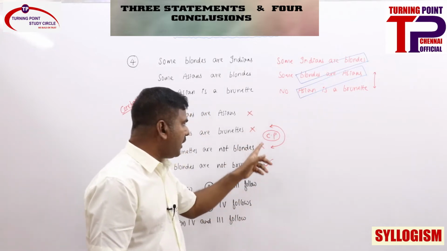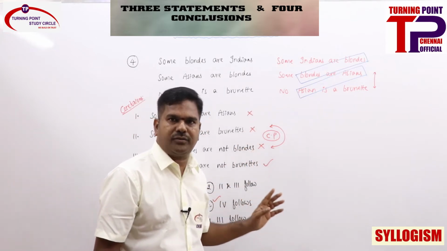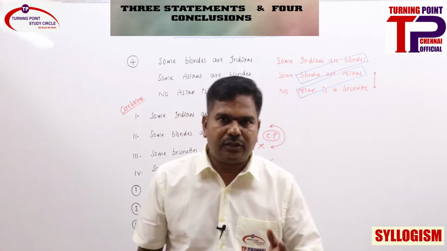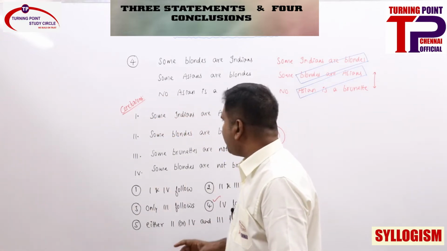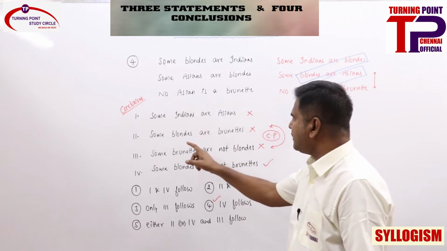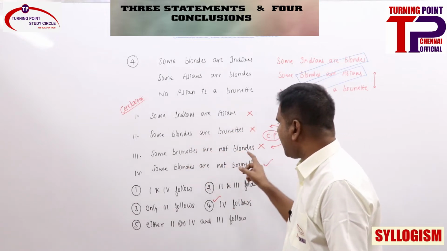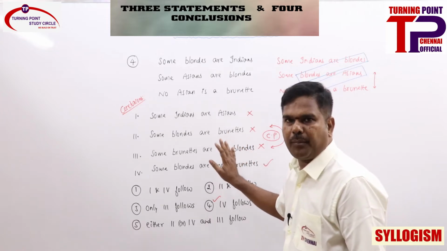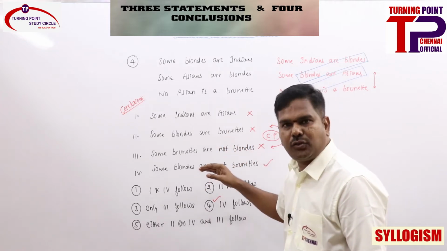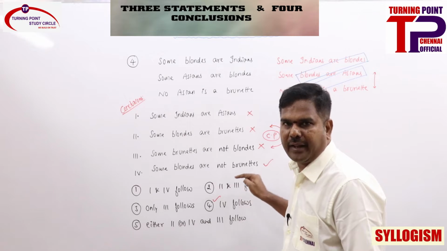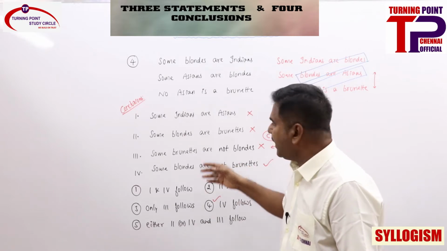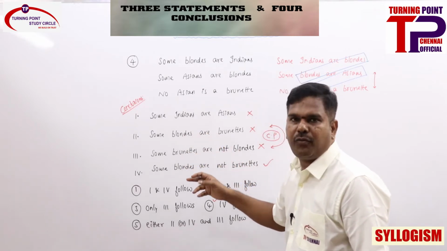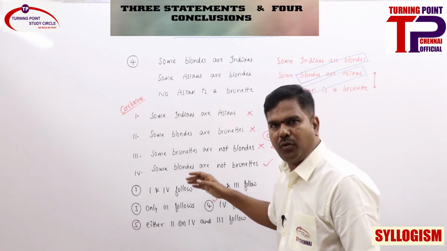Now, 1, 2, 3 won't follow. Only 4 follows. But finally we need to check for a complementary pair. Some Indians are Asians, some blondes are brunettes, some brunettes are not blondes. 2 and 3 is a complementary pair, an IO pair is a complementary pair. And the fourth one we should not consider because already we got it as true. So what follows? Either 2 or 3, and 4 follows.